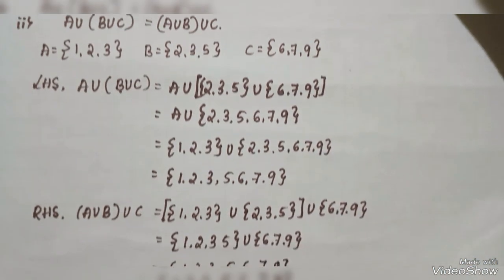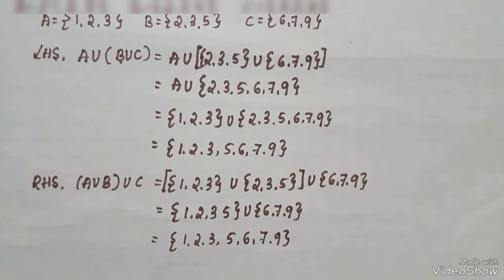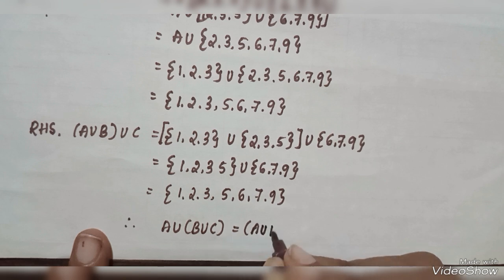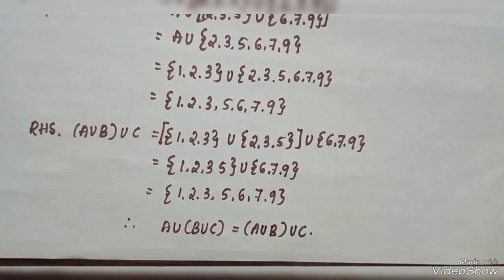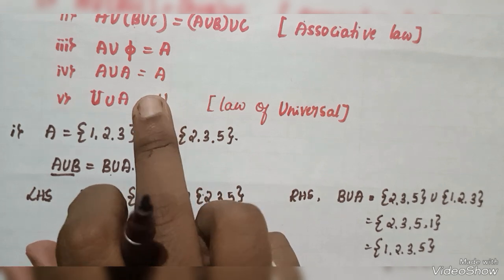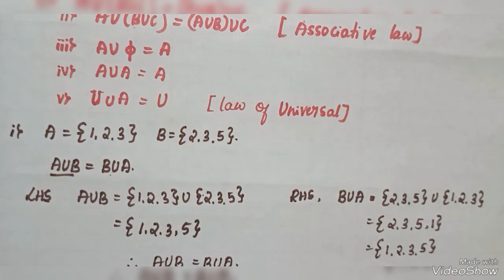Both sets have the same elements. A union (B union C) is equal to (A union B) union C. Both the LHS part and RHS part are the same. Therefore, the associative law is satisfied. Now, by using the same example, you have to solve the three laws.